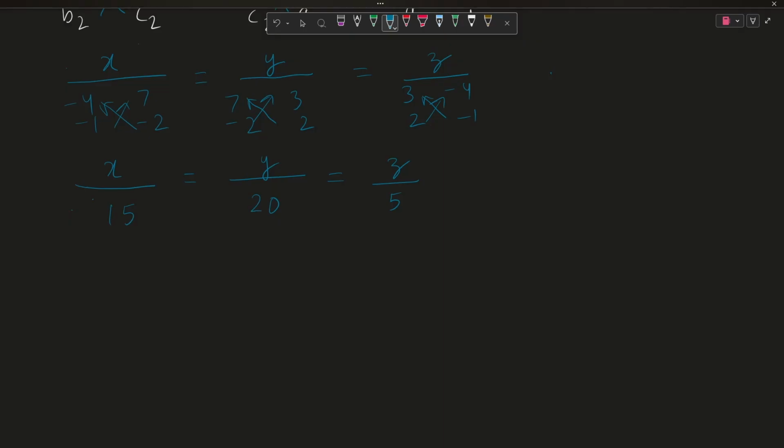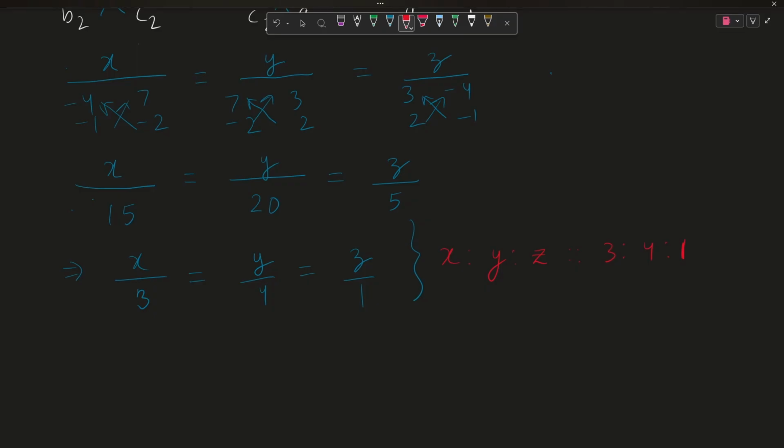Okay, so this can further be cancelled by 5. Further simplifying it, we get x upon 3 is equal to y upon 4 is equal to z upon 1. So what can I say from this is that the ratio x is to y is to z is nothing but 3 is to 4 is to 1, right?